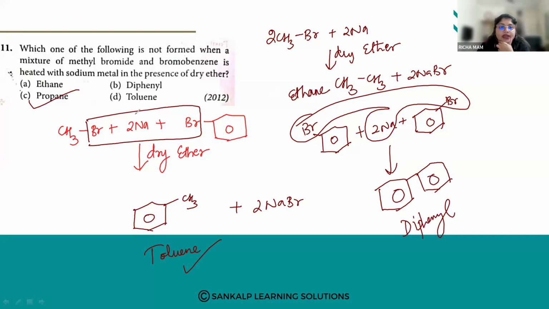Option number C. So what have we done? Firstly, we reacted 2 moles of methyl bromide with sodium and dry ether, and we got ethane. When we took 2 moles of bromobenzene with sodium metal and dry ether, we got diphenyl. When we reacted 1 mole of methyl bromide and 1 mole of bromobenzene, we got toluene. So the product not obtained is propane. Understood? Please remember these name reactions, very important.